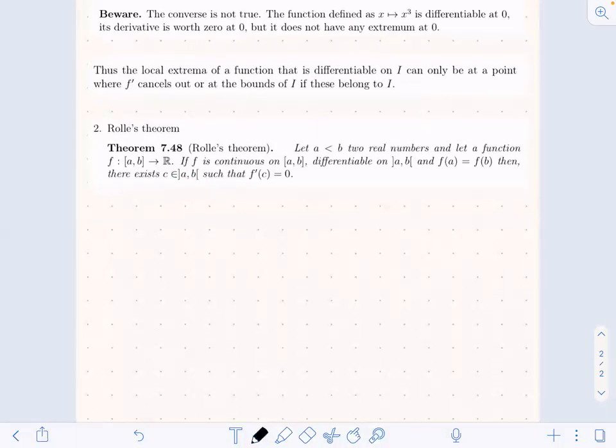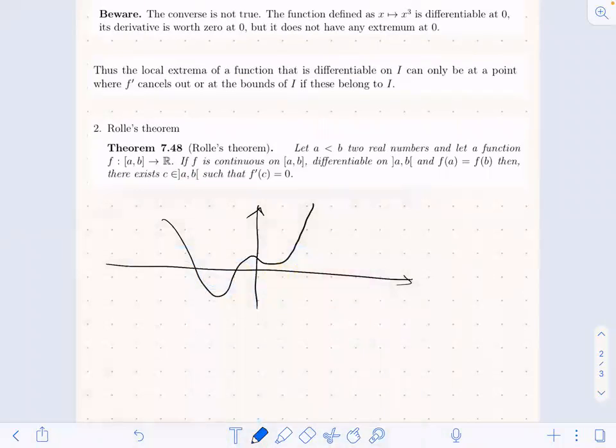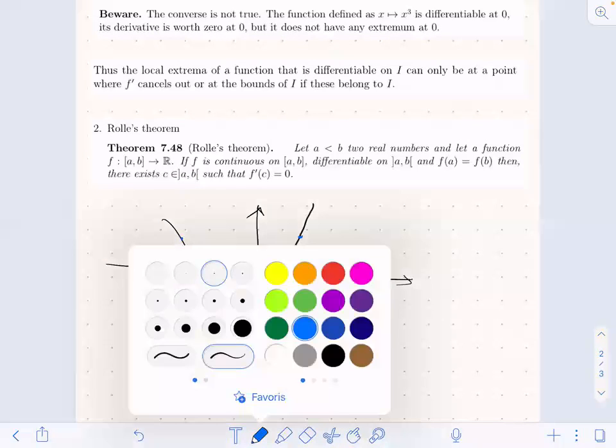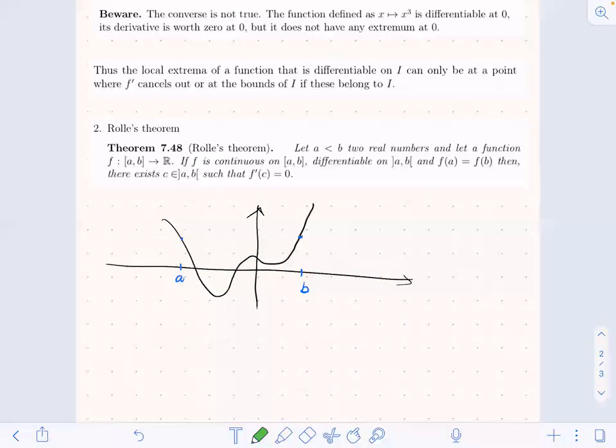We can illustrate that as follows. One example of a curve that satisfies this: if you have something like this, suppose that the curve is the curve of a differentiable function. If we put A here, B here, then here, for example, we have C. This would be f of C, and we'd have f prime of C here equal to 0.